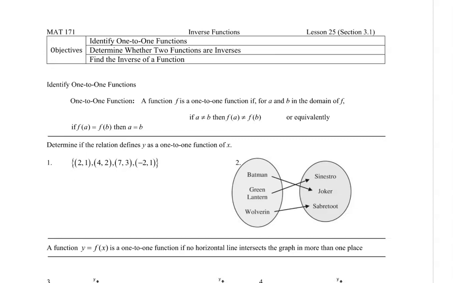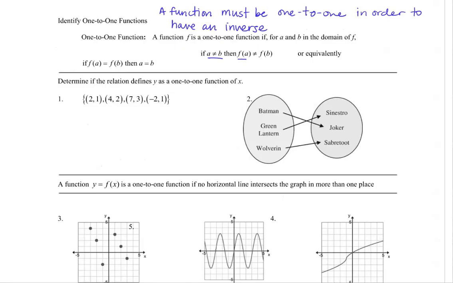In this video, we are going to be talking about inverse functions, and our first objective is being able to identify a one-to-one function. A function must be one-to-one in order for it to have an inverse. What it means for a function to be one-to-one is that if the x values are not equal, then the y values should not be equal.